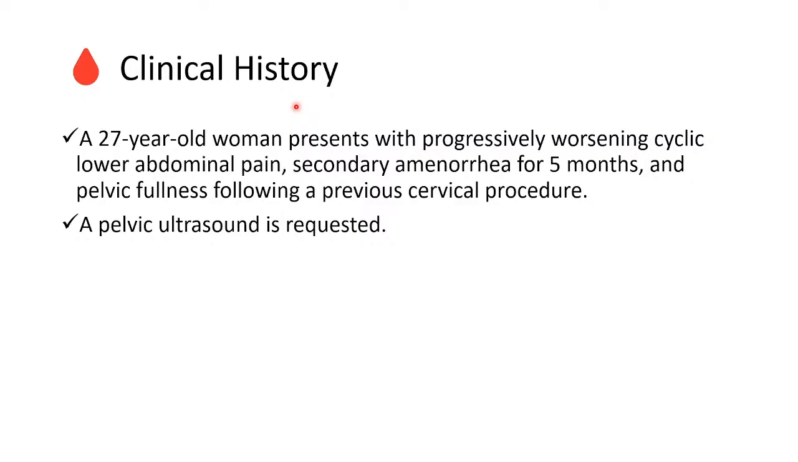The clinical history, in my case, a 27-year-old woman presents with progressively worsening cyclic lower abdominal pain, secondary amenorrhea for 5 months, and pelvic fullness following a previous cervical procedure. A pelvic ultrasound is requested.